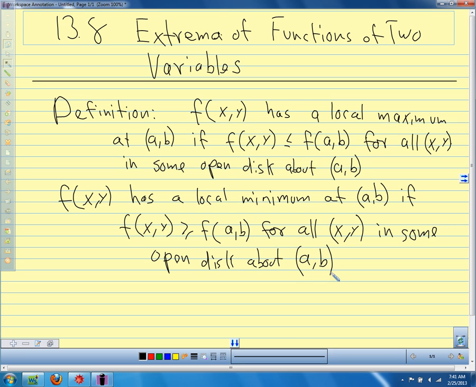So local maxima and minima tell us how the function behaves compared to nearby points, is really how I think about it. And we're going to define critical points for a function of two variables in a way that's very similar to what we did for a function of a single variable. So everybody good with our definition? Our definition is just stating explicitly how we intuitively think about a local maximum or minimum.